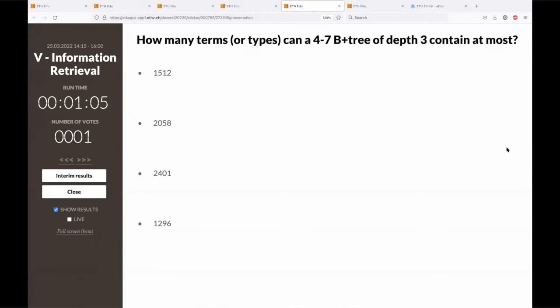Here, of course, you can use a calculator if you want. So remember, depth 3 means there's the root, then there's the first level of nodes, then there's the second level of nodes, and then the third level, that's the leaves. How many terms at most? How much can you fit in there?